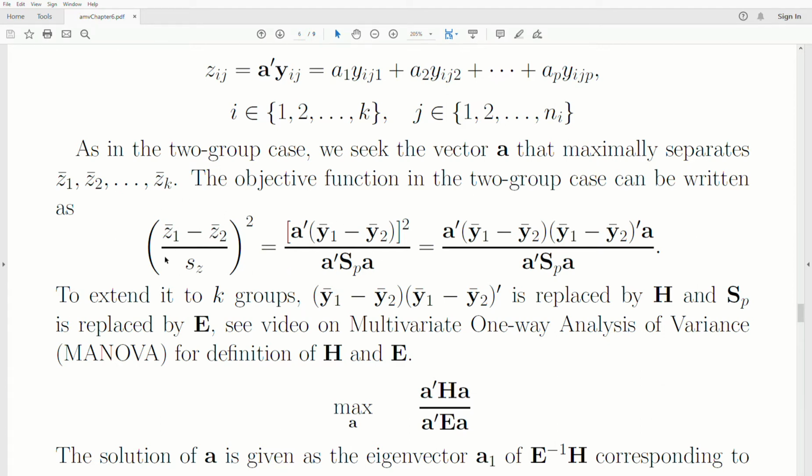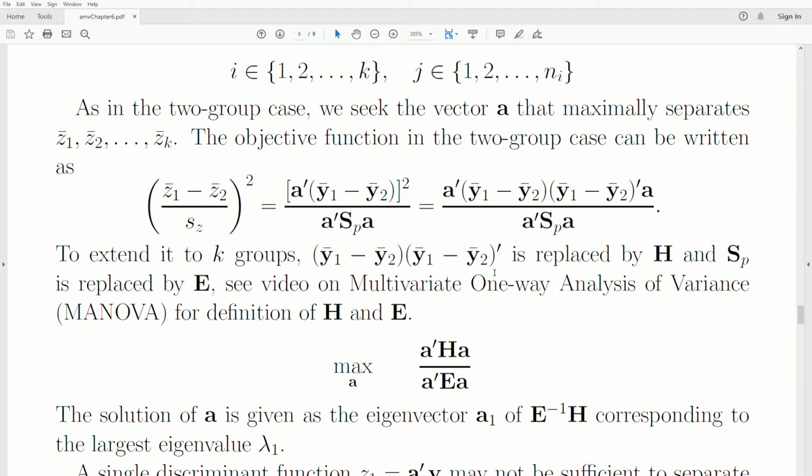Now in the two group case, we derived the discriminant function this way. So we wanted to maximize this quantity. And if you back substituted in for what z is, you got this equation. And since this is squared, it can be written like this. But this piece here is a matrix. These are all vectors, a vector product. It creates a matrix. And this SP is a matrix.